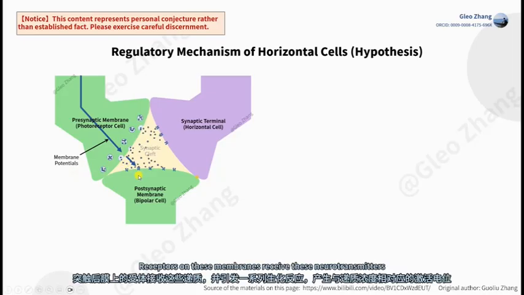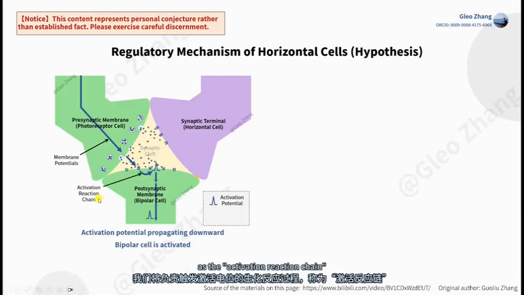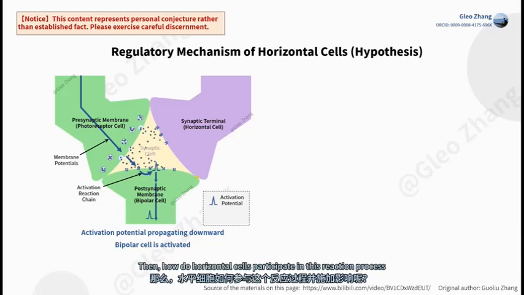Receptors on these membranes receive these neurotransmitters, initiating a series of biochemical reactions that generate activation potentials corresponding to the neurotransmitter concentration. This is the unregulated signal transmission process. We refer to the biochemical reaction process responsible for triggering activation potentials as the activation reaction chain. Then, how do horizontal cells participate in this reaction process and exert their influence?